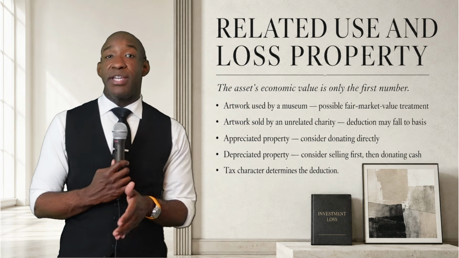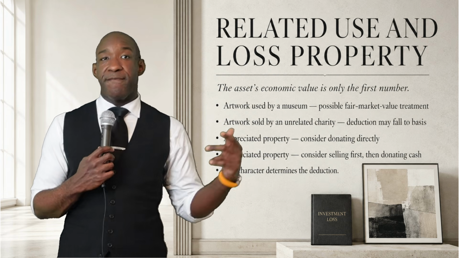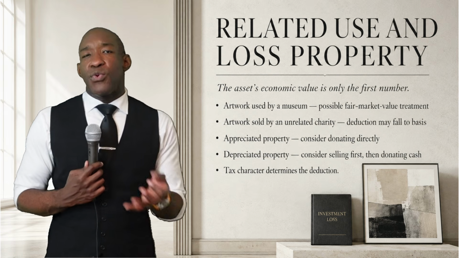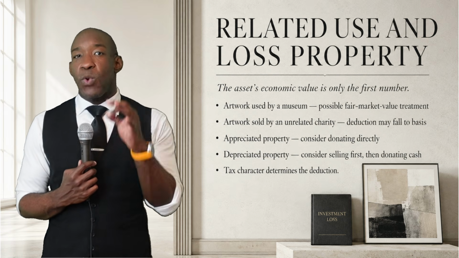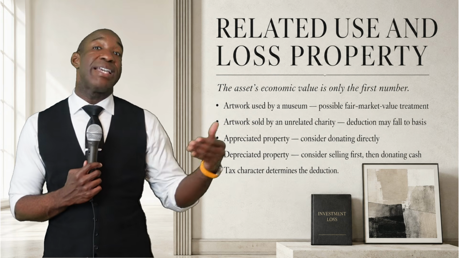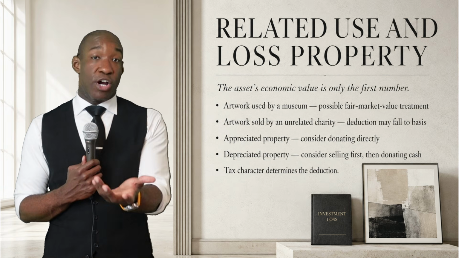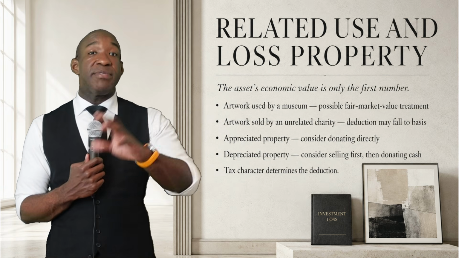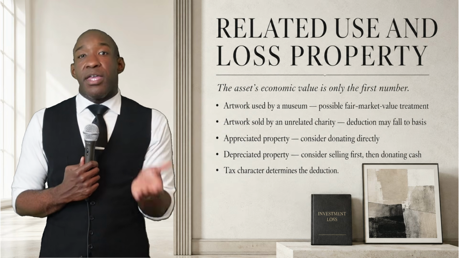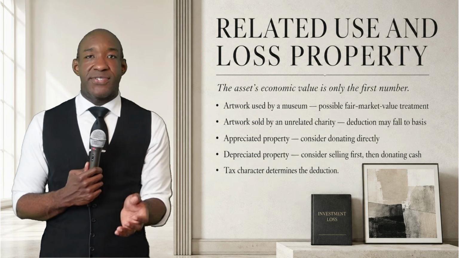Tangible personal property means physical, movable property: artwork, jewelry, furniture, collectibles, equipment, and similar items. The related use rule asks whether the charity's use of the property relates to the charity's exempt purpose. Suppose a donor gives a painting to an art museum, and the art museum displays it as part of its collection. That is a related use. A fair market value deduction may be available, subject to other requirements.